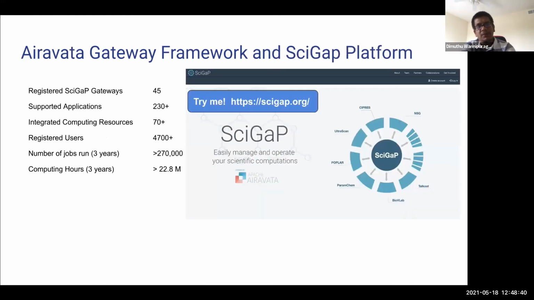For this one, we use the Apache Airavata Gateway Framework, and SciGaP is the software as a service platform of Apache Airavata. Right now, SciGaP has more than 45 gateways deployed, and more than 230 applications supported with 70 plus computation resources. And right now we have more than 4,700 users registered on the SciGaP platform using all the computation resources that we provide.